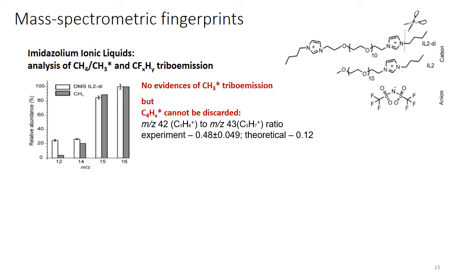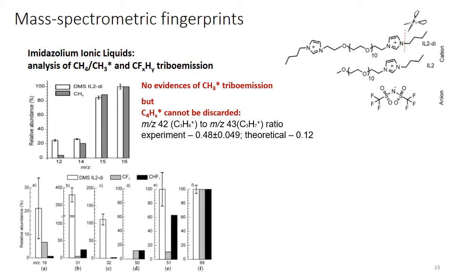This means that there is an excess of these ions in comparison with the mass spectrum of butane, which can indicate that there is also some emission of butyl radical, and this butyl radical, which has two methylene groups, can contribute to masses 12 and 14, which is the mass of the methylene group, not the methyl group.